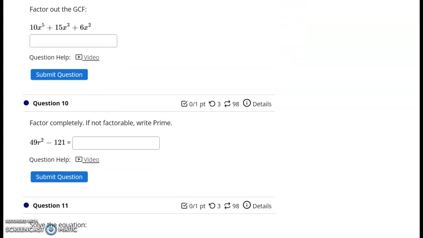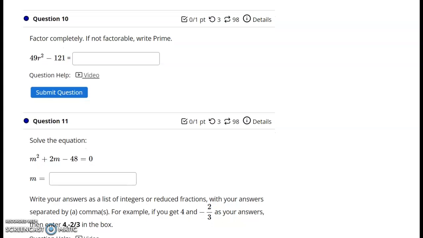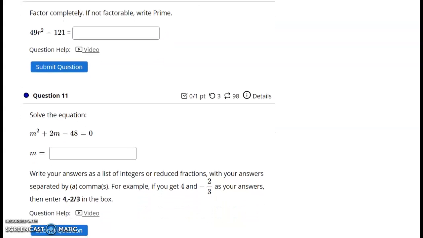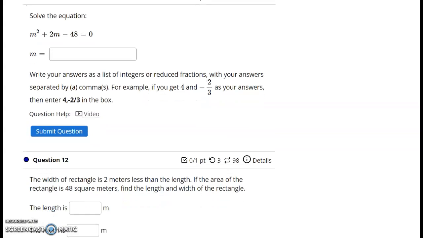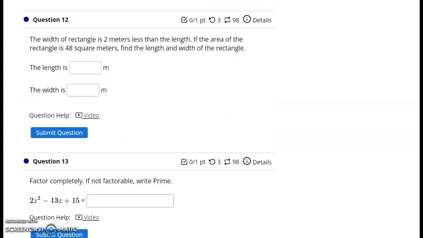Okay, let's skip 9, 10. See if you can see any perfect squares there. Let's look at 12. Actually, I'm going to start a new video.